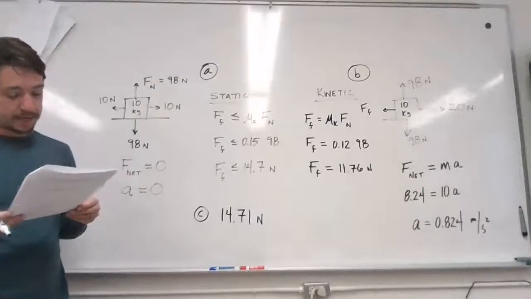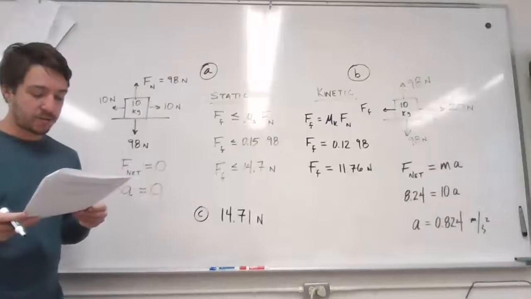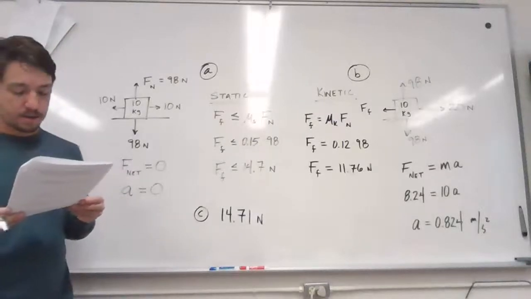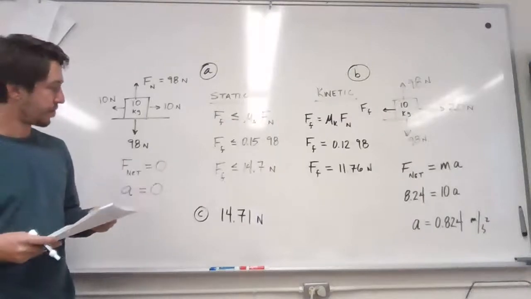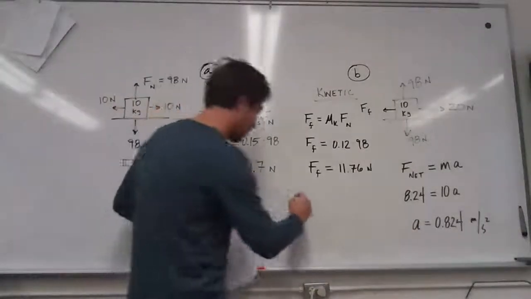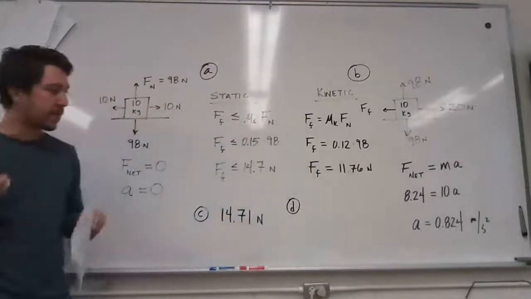Okay, D says if the block is being pushed to the right and experiencing a rightward acceleration of 2 meters per second squared, find the force of the push. So what should we do here, guys? How do we figure this out?